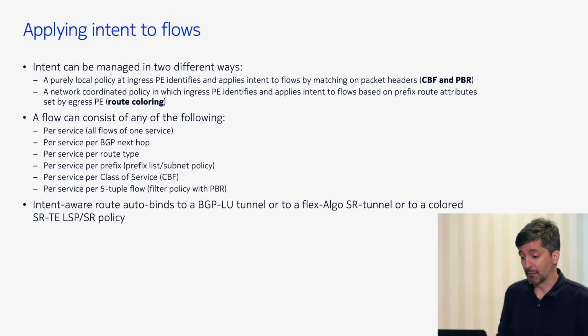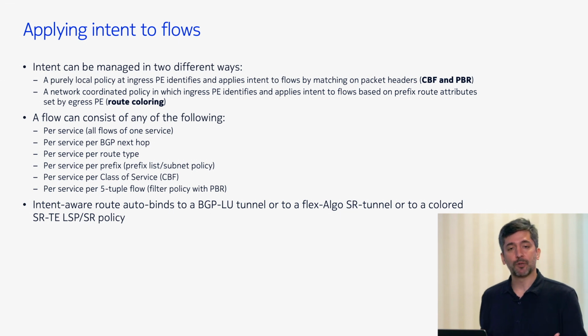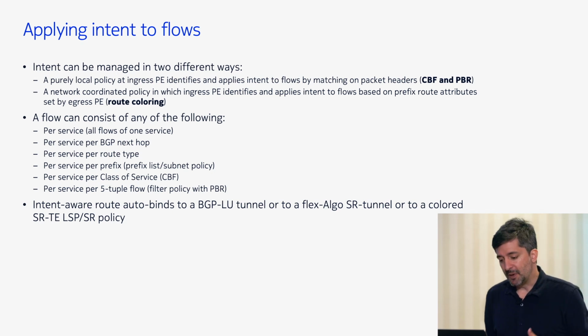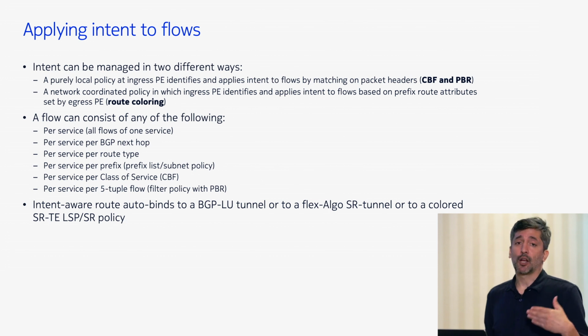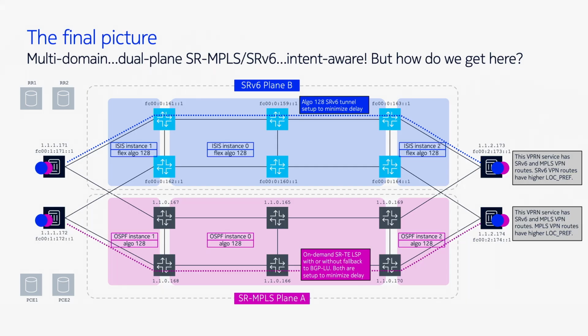A few definitions of a flow: these policies can be applied per service. They can be applied for BGP next hop or route type. And then we have intent-aware route auto-binds to BGP-LU tunnels or to flex-algo channels, to a colored segment routing TE or segment routing policy. Okay, so now let's jump into a live demo.